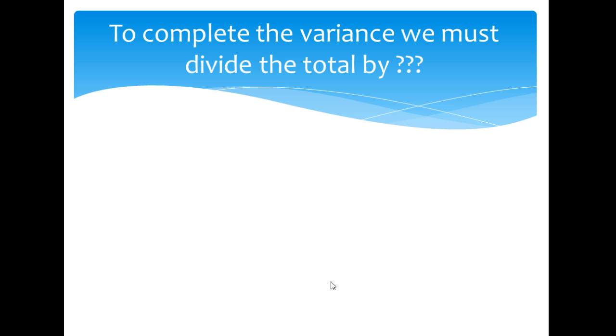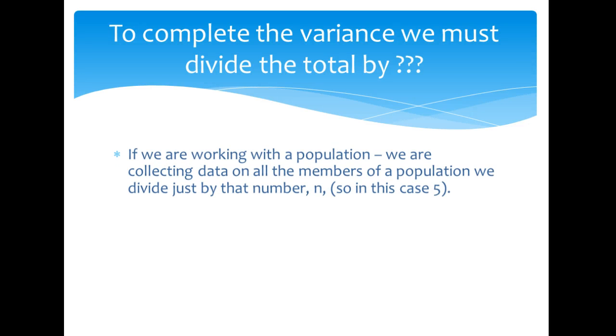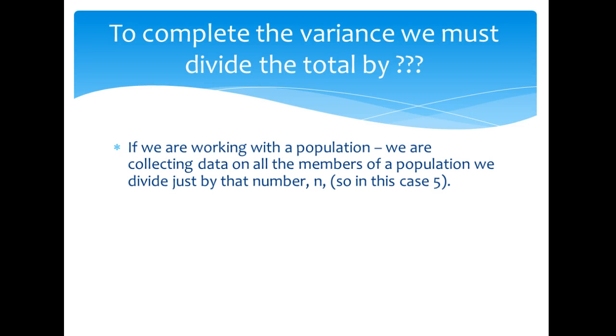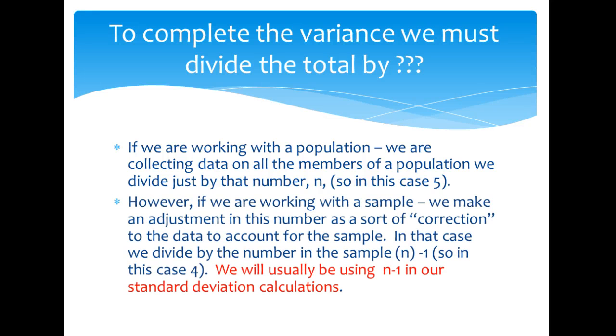So then we have to divide it by a number. So we found the variance, and there are 2 things you have to look at when you're deciding what number to divide it by. The first one is if you're working with the population, you're collecting data from all the members of the population, you're going to just divide by that number. Well, obviously there are more than 5 dogs in the population, so we're talking about just a sample of those dogs.